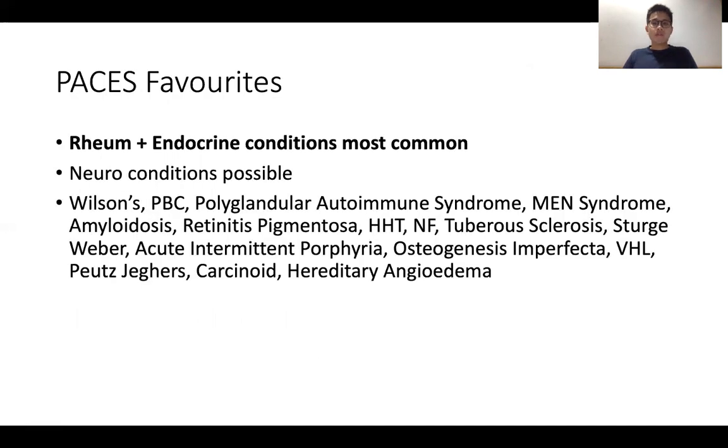So then we talk about PACES favorites. As mentioned, rheumatological and endocrine disorders feature quite heavily. So it would be important to, once again, go back to that list of commonly tested conditions and to study around them. Neurological disorders also feature here alongside in the neuro short case. And this is a list of some of the other PACES favorites that you should spend some time reading around.